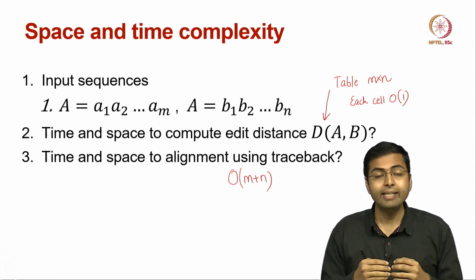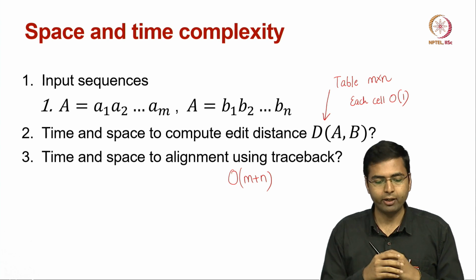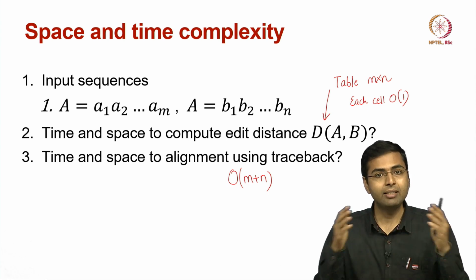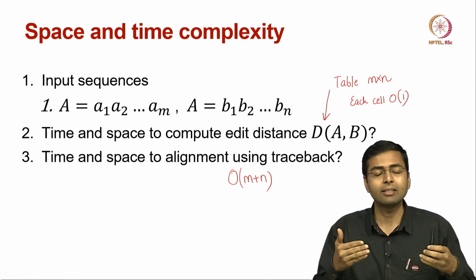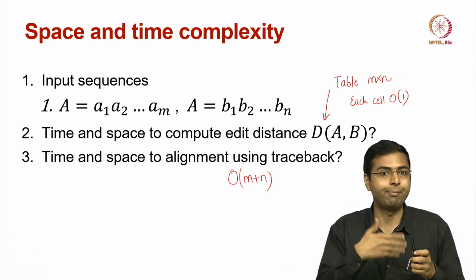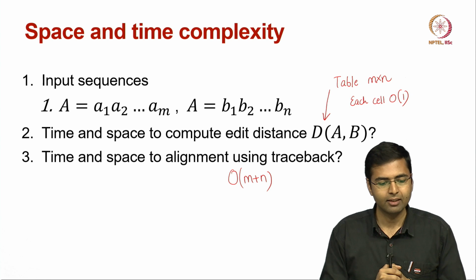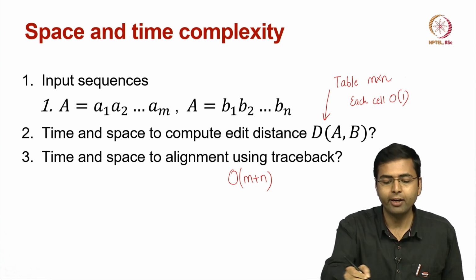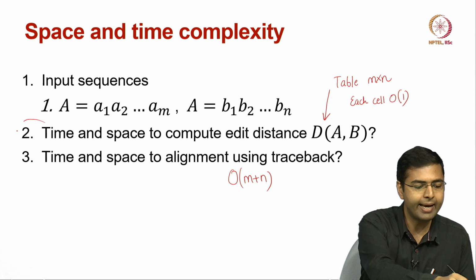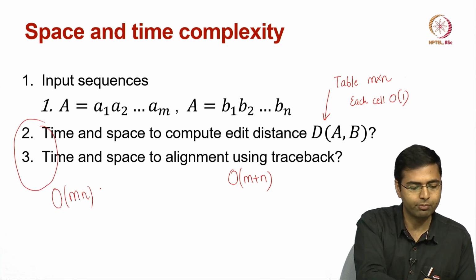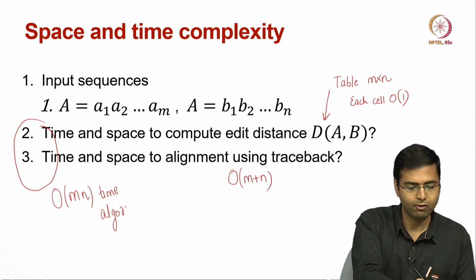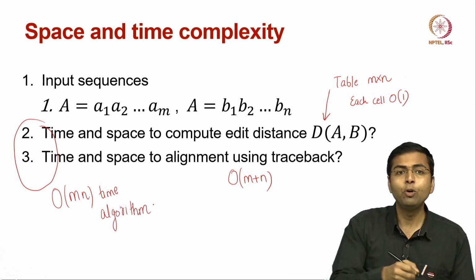So, edit distance we are computing in quadratic time, that is order mn, and once our table is computed we are using order m plus n time to do the traceback and compute the final alignment. The question is, can we do better? If you look at the entire algorithm, this is an order mn time algorithm now. Can we do better?